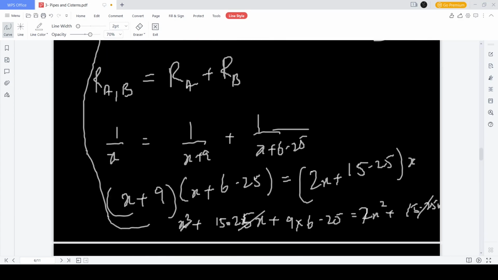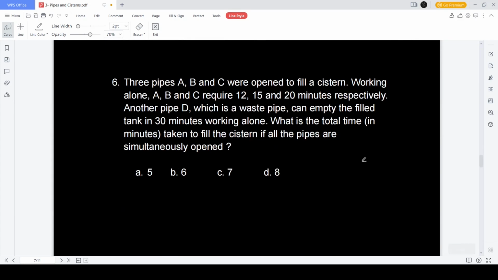Okay, next question. 3 pipes A, B and C were opened to fill a cistern. Working alone, A, B and C required 12, 15 and 20 minutes respectively. Another pipe D, which was a waste pipe, can empty the tank in 30 minutes working alone. What is the total time it takes to fill the cistern if all pipes are open simultaneously?